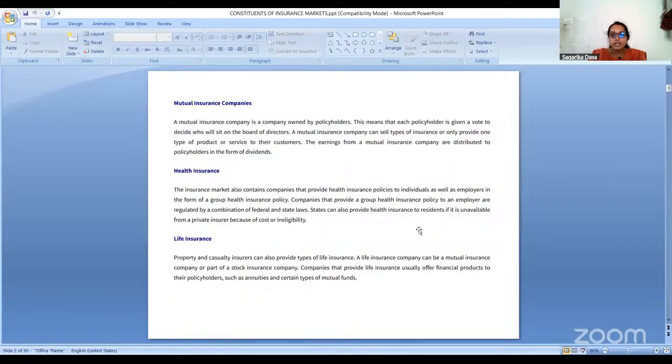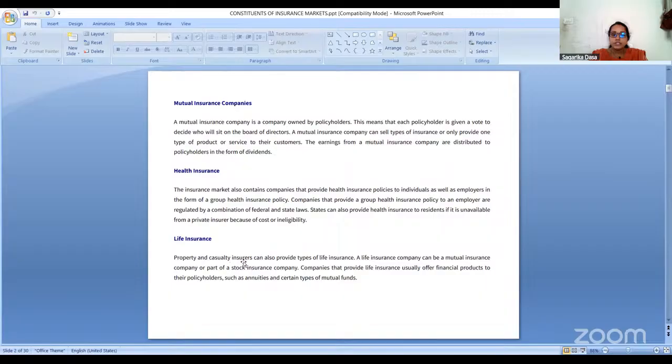The state can also provide health insurance to residents if it is unavailable from private insurers because of cost or ineligibility. In some countries, we can see that the state also provides health insurance to the residents of that state. That is another way of providing health insurance to the public residing in that state. Hence, health insurance is another component you can see in the insurance market. Then we have life insurance.